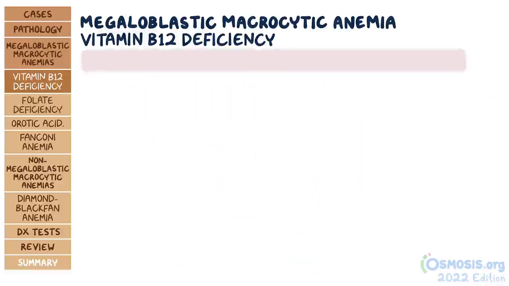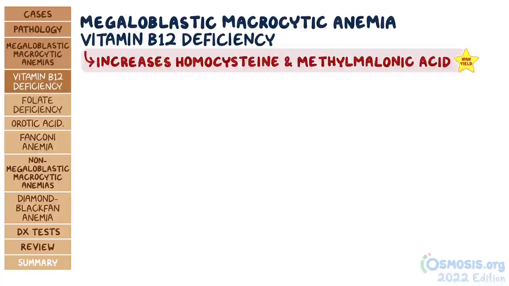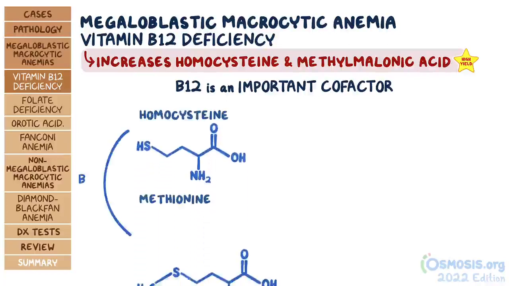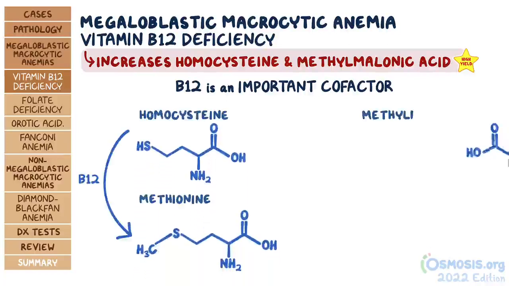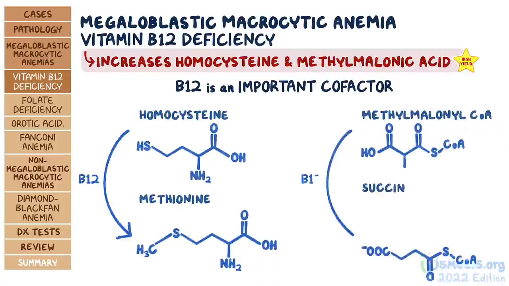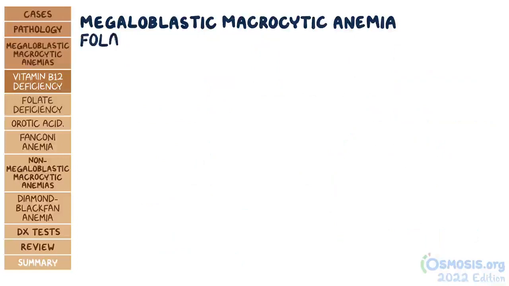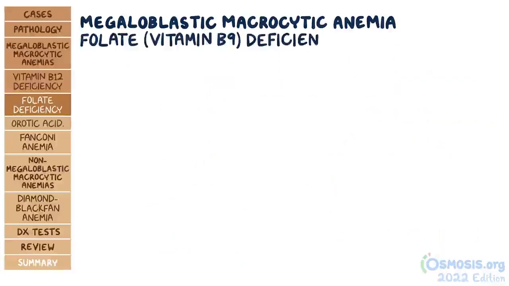Another high-yield fact is that B12 deficiency increases homocysteine and methylmalonic acid in the body. This is because vitamin B12 is an important cofactor that aids the conversion of homocysteine to methionine and the conversion of methylmalonyl-CoA to succinyl-CoA.